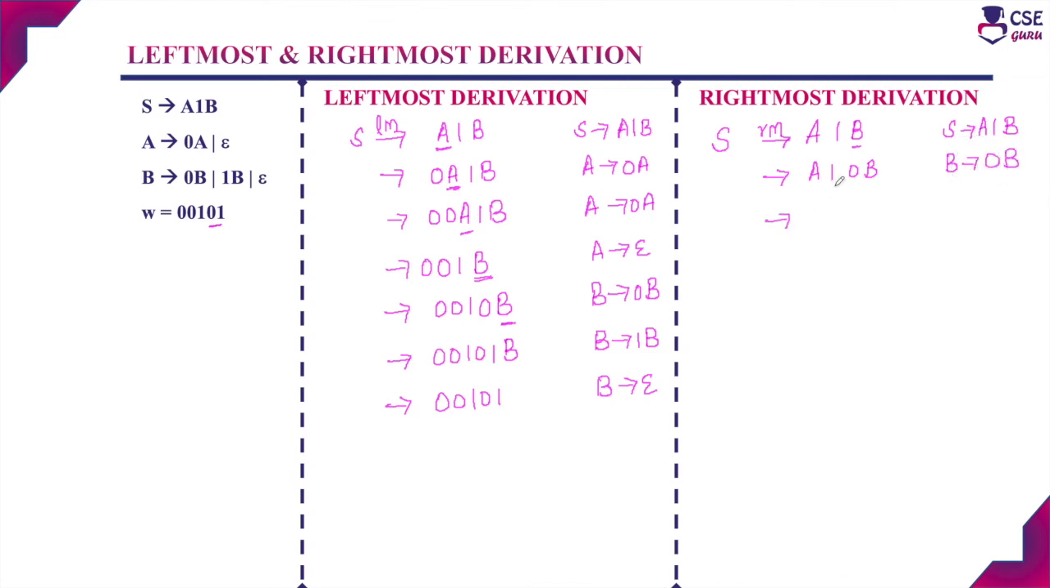There are two non-terminal symbols. So choose the rightmost non-terminal and apply the production rule. And if you are checking here, we have to get 1. So accordingly, we have to choose the production rule. So apply the production rule B tends to 1B. So again, there are two non-terminal symbols. Choose the rightmost non-terminal. And if you are checking the string, 101 already we got. So we will apply the production rule B tends to epsilon, which represents the empty string.